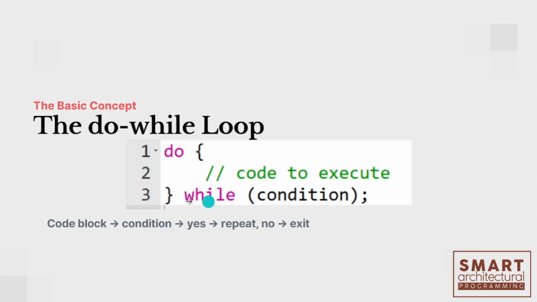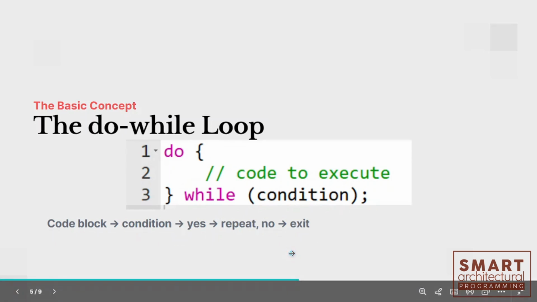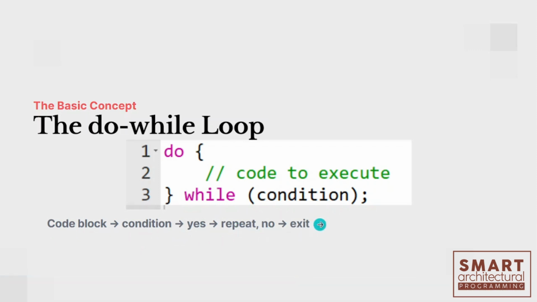So the condition is checked after the code is run, and that is how do while loops work. If you look at the flow here, the code block runs, then the condition is checked. If it's yes, it repeats. If it's no, it exits, basically. So that's how do while loops work. Let's look at a real world example of do while loops as well.